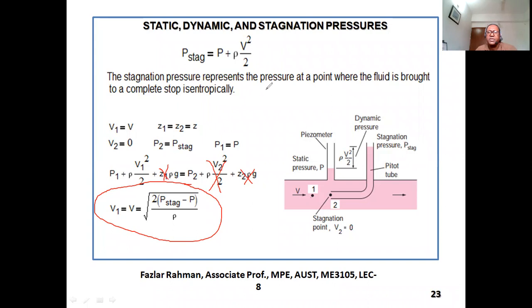And how can we measure it? Again, if you add a rubber tube right over here, then you can measure this deflection. Say right over here, you use some mercury. So obviously right over here, pressure is more. So this mercury will be pushed upward and this will go down. So how much the pressure difference is, is this much distance from this line to this line. So from here, you can measure this difference, P stag minus P, and put it over here, you get the velocity of the fluid.